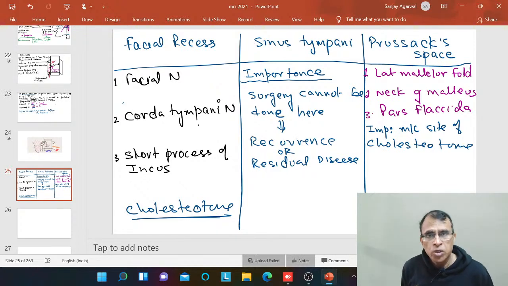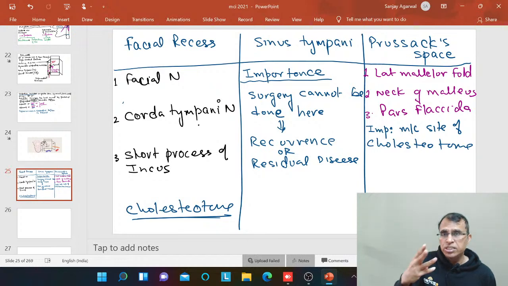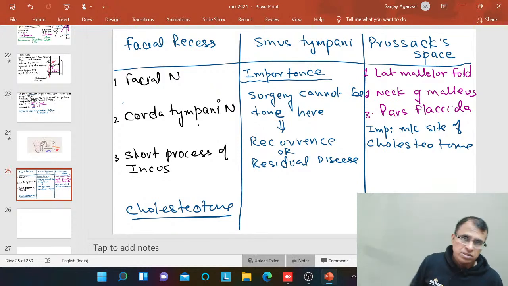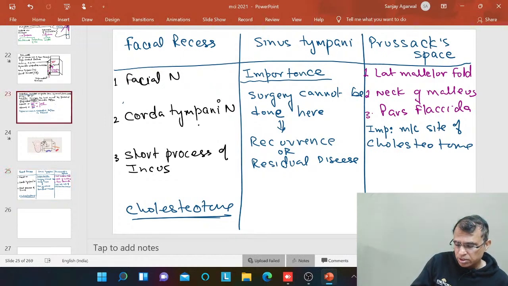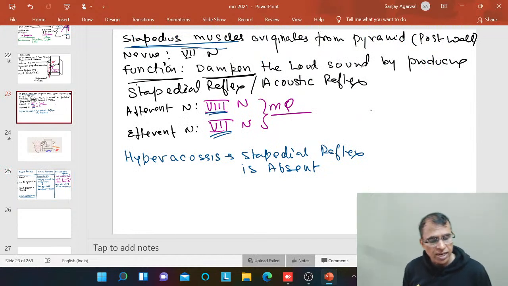Which means, if you want to have a normal stapedial reflex, you need three things. What are the three things you need? You need a stapedius muscle, you need facial nerve, you need 8th nerve. Right? It's very logical. Now, if any of the three is damaged, paralyzed or whatever, then the reflex cannot happen because reflex needs all three. And if that reflex is absent, that condition is an abnormality, and that abnormality is called hyperacusis. Hyperacusis is when the stapedial reflex is absent. I hope this clarifies.